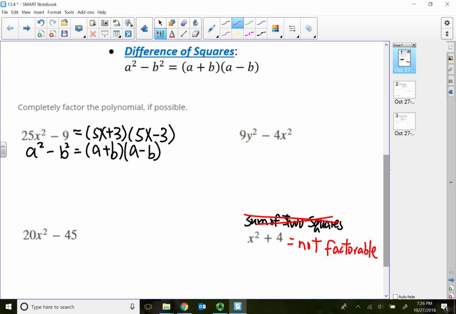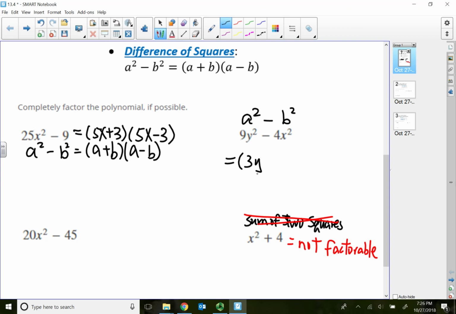Take a look at this one. 9y squared minus 4x squared. Whenever you see two perfect square terms with a subtraction sign in the middle, that is the difference of squares type of factoring problem. In this problem, I'm using two different variables, y first and x next. Let's think about this. What was my 9 before it was squared? It must be 3. What was my y before it was squared? It must be y.